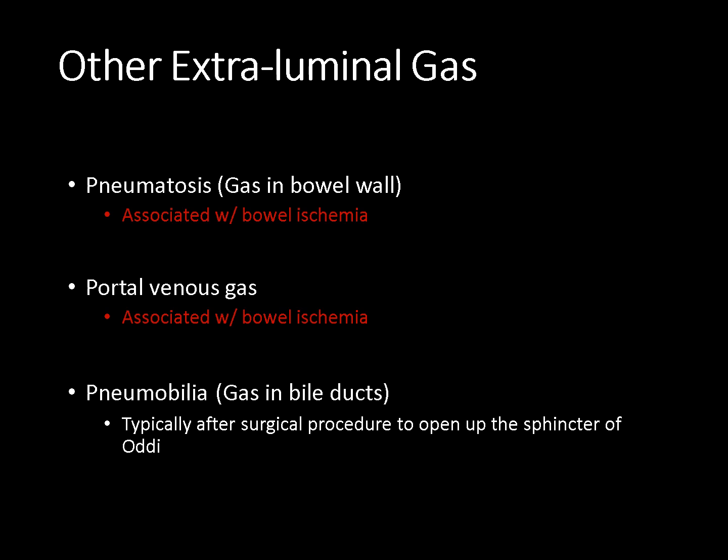And we can see pneumobilia, which is gas in the bile ducts, again, branching gas projecting over the liver, but it's typically more centrally located near the liver hilum. And that's typically seen after a surgical procedure to open up the sphincter of Oddi, a sphincterotomy, or potentially if the patient has had some other sort of biliary drain inserted.